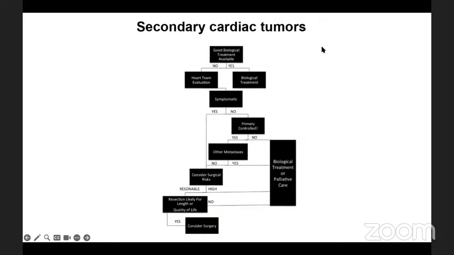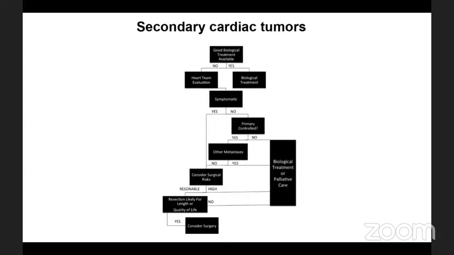If it's a secondary cardiac tumor, then we will involve, of course, our team for evaluation and biological treatment, and see if the patient is symptomatic or not. And then we will decide. This is a metastasis, which is secondary, that means metastasis to the heart. So the first question I want to answer: what is the primary tumor? Sometimes the primary tumor is in the lungs, sometimes in the gut, sometimes in the brain. So we want to know where the primary tumor is.